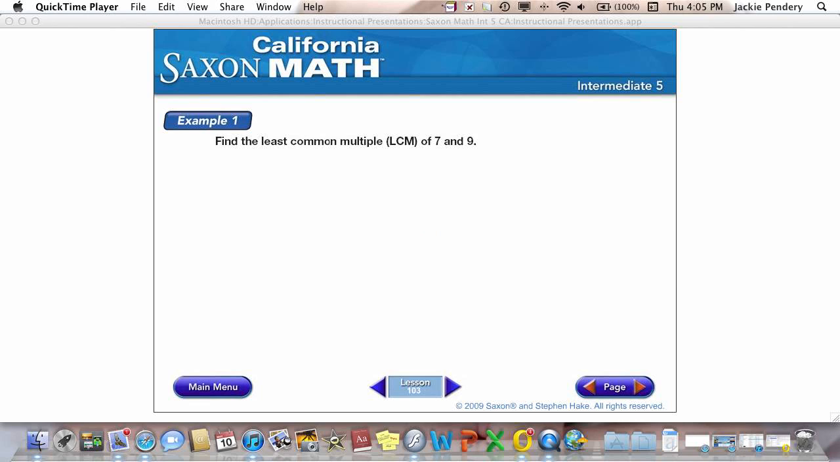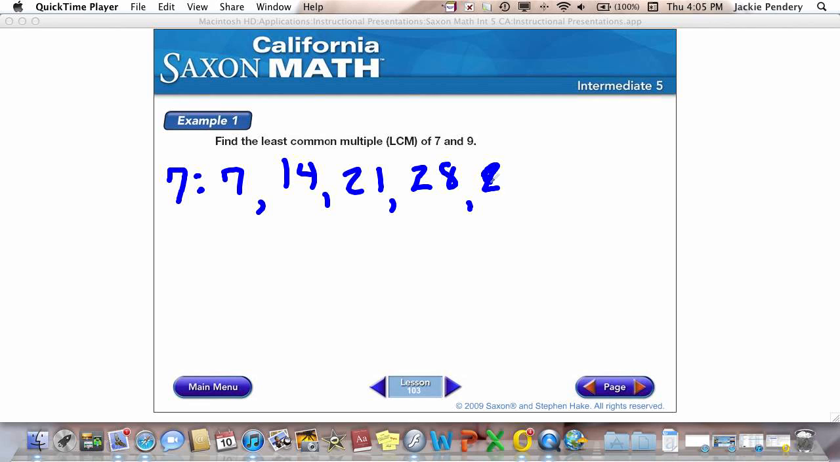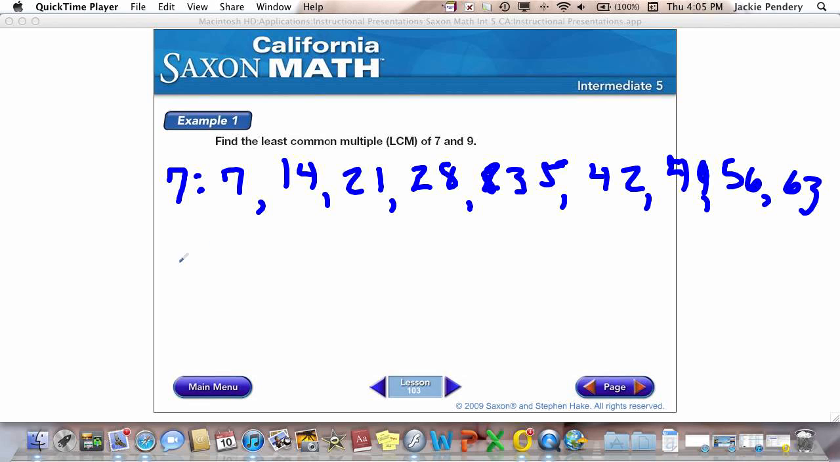Okay, 7 and 9. So the first thing we need to do is list our multiples, which basically means we just list all of the numbers that 7 and 9 go into. So 7, 14, 21, 28, 35, 42, 49, 56, 63, and then 9.